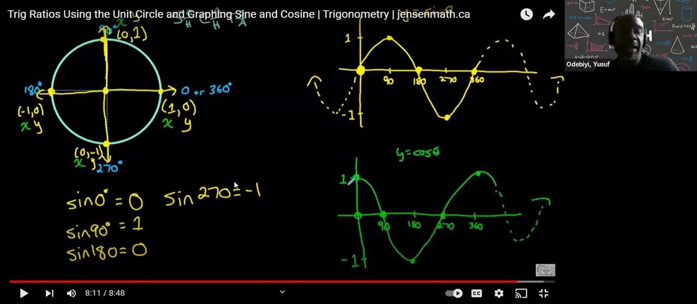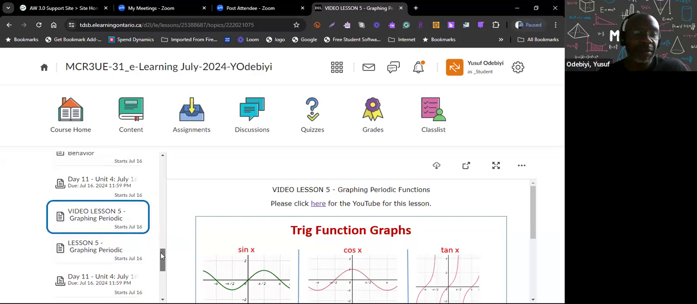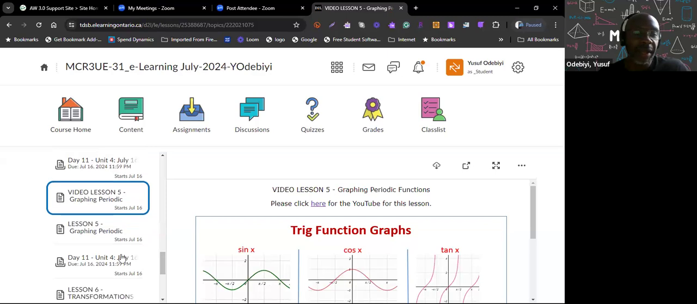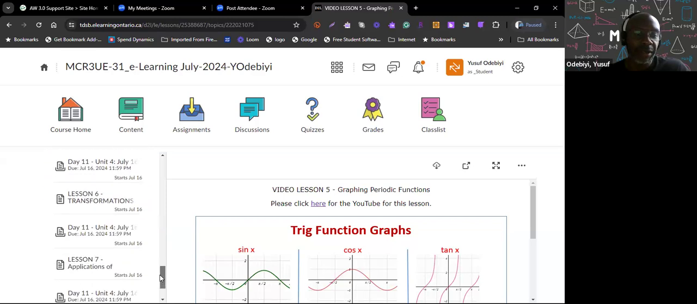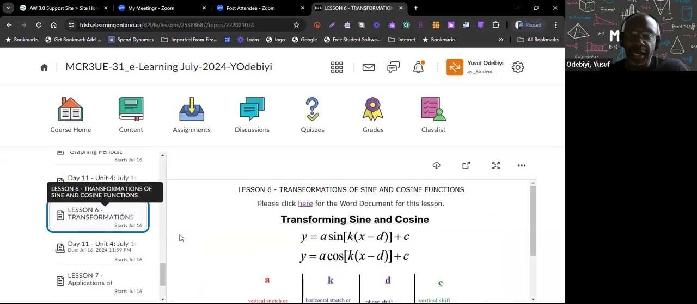Okay, so that is that lesson. That's how you do the graphing. There are worksheets related to that. And then I think the last one is, we don't know how much time we've got. Let's look at transformation. Okay, so now we know there's transformation for these periodic functions.